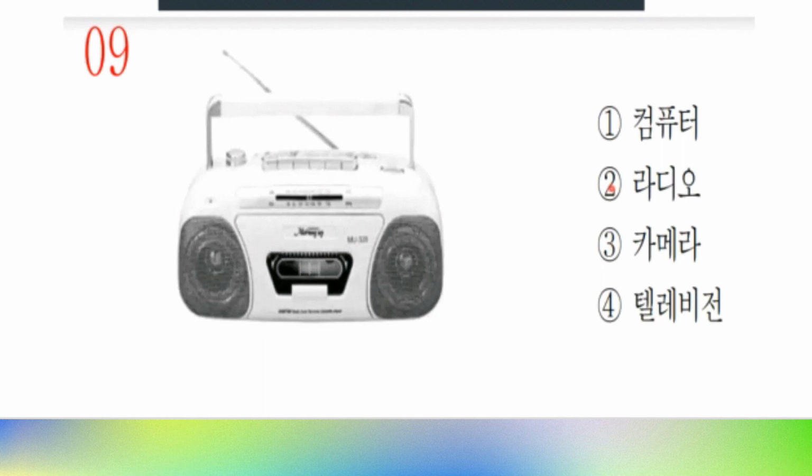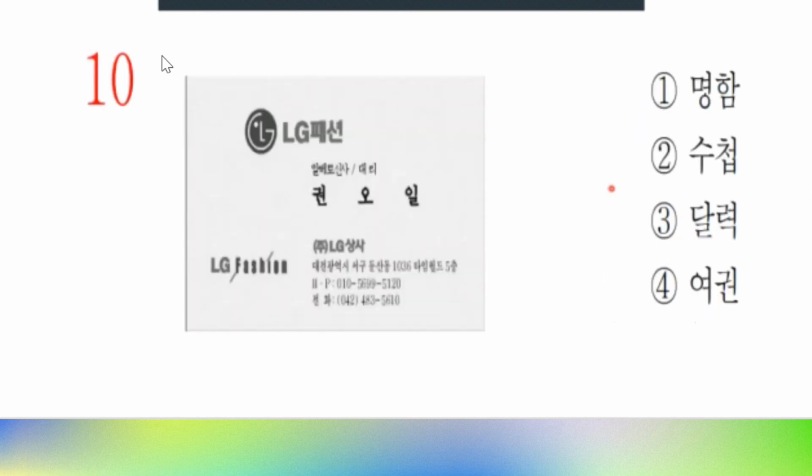And the last number for today. So what is this? Ito ay isang calling card. May nakalagay na pangalan, kung ano yung position niya sa trabaho, anong company, tapos yung logo nila, yung address, phone number, at saka telephone number nakalagay. So, number 1 ang sagot, 명함이에요. Okay, it's 명함. 명함 is calling card in Korean.